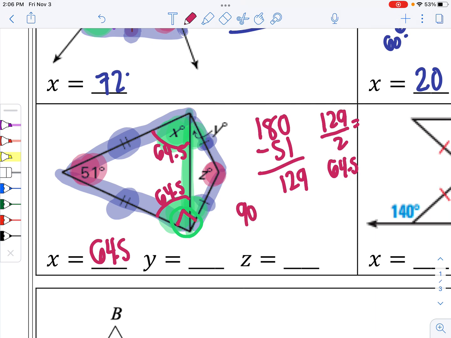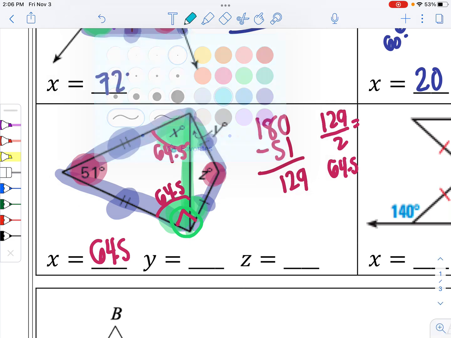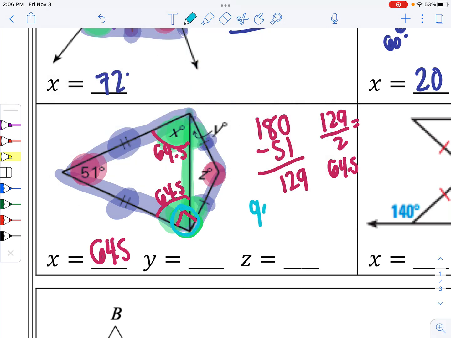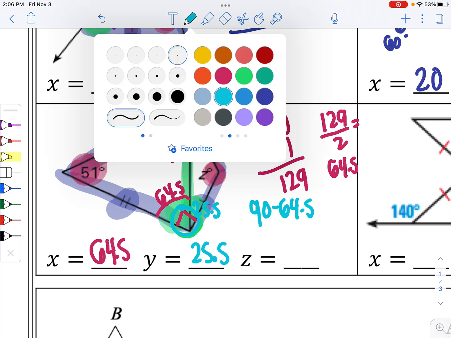We're going to use the fact that this is a right angle to do 90 minus, let's do that in a different color. So here we go, there's 90. So it's going to be 90 minus 64.5, or in other words, the complement of that is 25.5. So why does that help me? Because if this is 25.5, then this base angle also must be 25.5. So 25.5 is spent in both of those base angles.